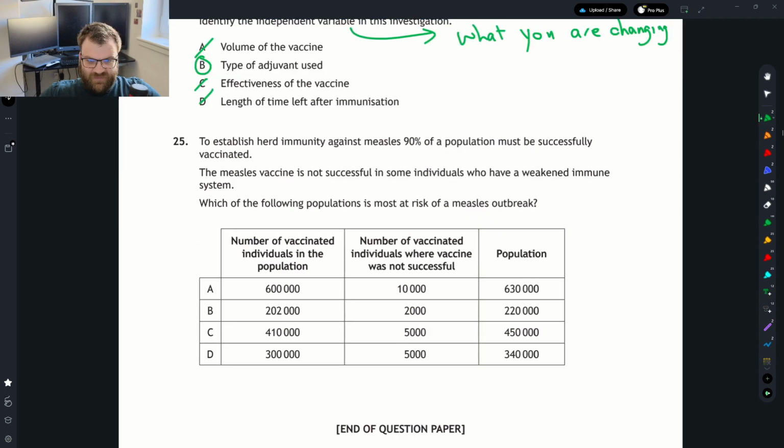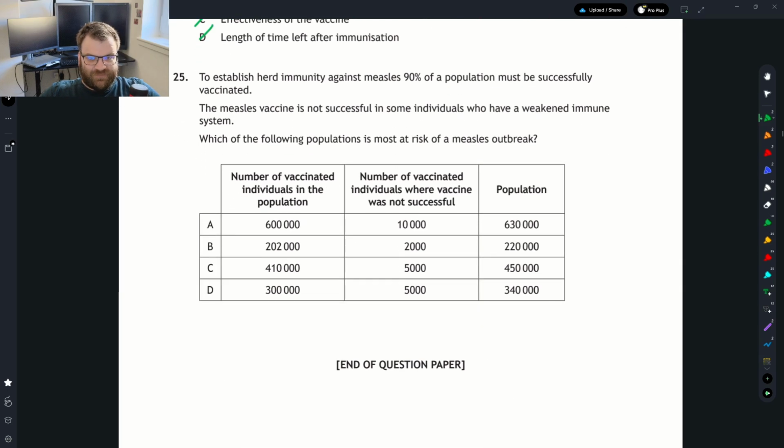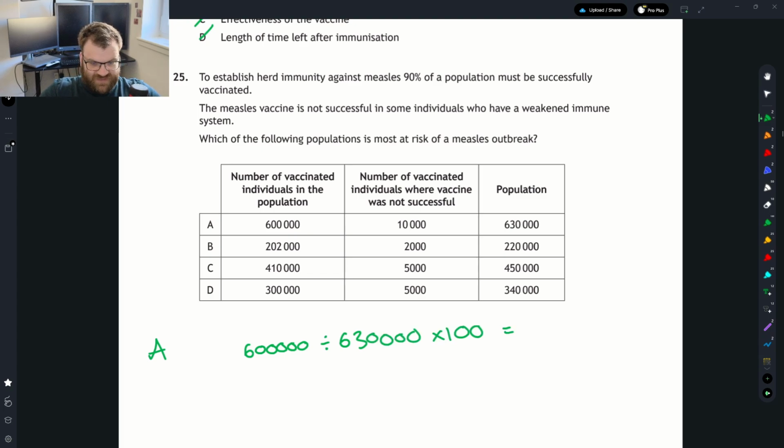Next one, we're asked about herd immunity, where we need 90% to have been successfully vaccinated. And one of them is going to be at most risk. So the further below 90 you are, the more at risk we're going to be. So we want to work out the percentages that we've got. So for A, work out your percentage, we want to look at, well, how many were vaccinated? That was 600,000. And then that is divided by the total population in that area. And then times it by 100 to turn it into a percentage.